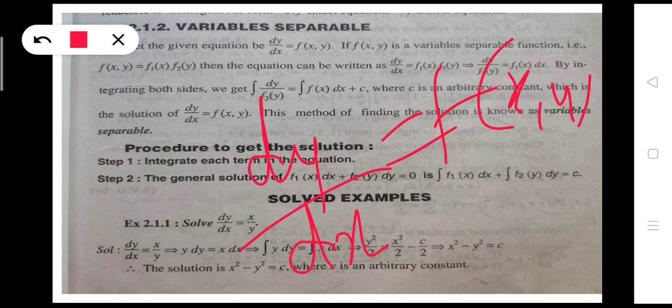Here we study the following methods in this chapter. First method is the variable separable method. Second one is homogeneous equations and equations reducible to homogeneous form, and exact equations, linear equations. So first we have to see the variable separable method. What is the variable separable method?